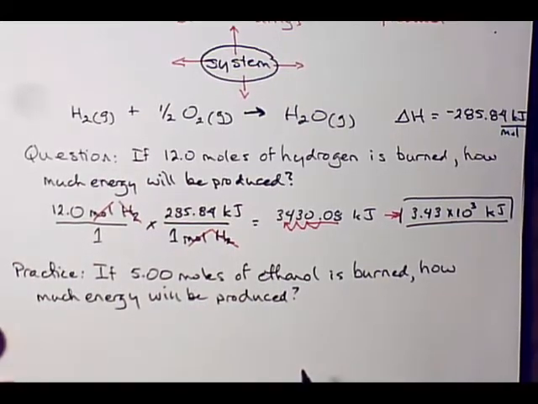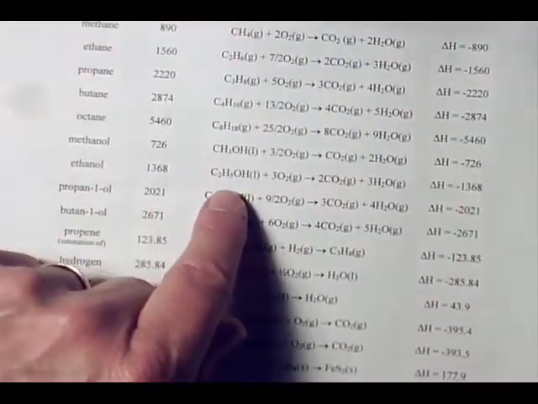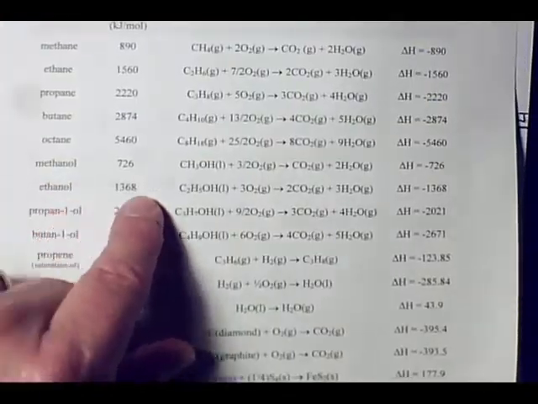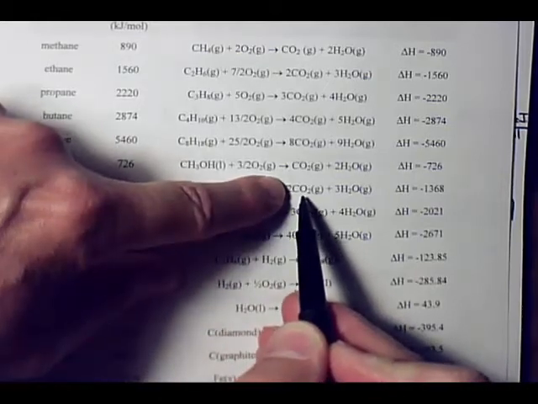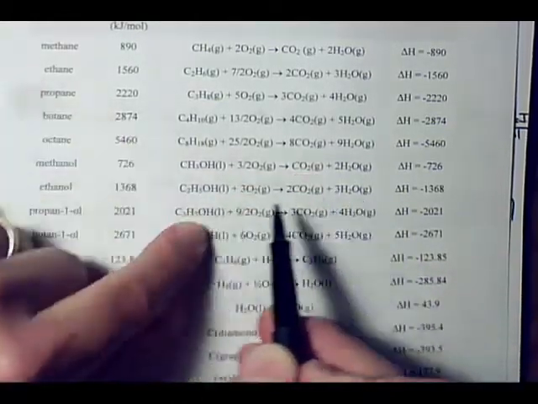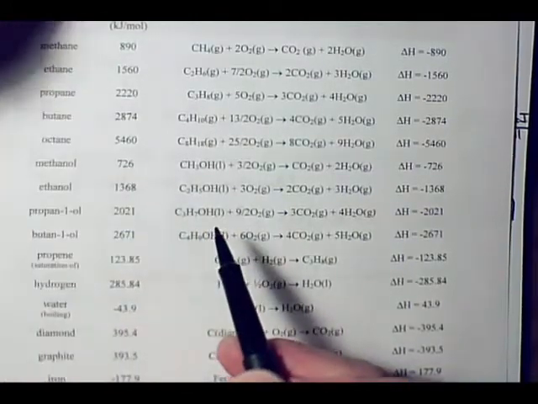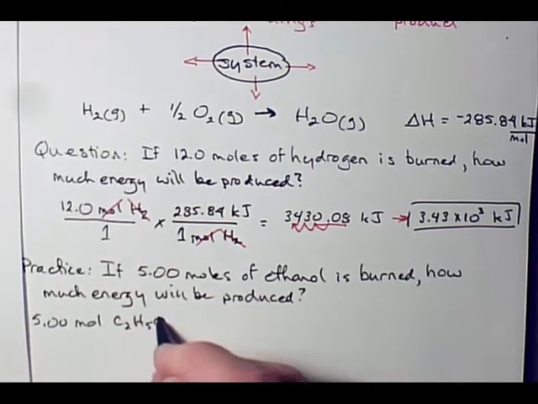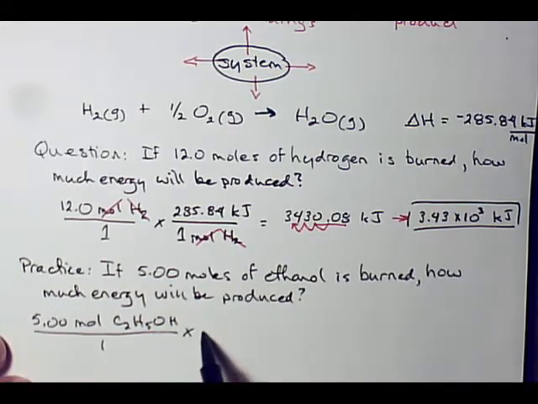So let's solve the problem now. What's our standalone amount? What's our starting amount? 5.00 moles of ethanol. If you look at this equation, oxygen is the oxidizer. You know what O2 is. CO2 is carbon dioxide. You should know that when you see it. And that's water. So this is the only thing left that could be ethanol. Besides that, the fuel is always listed first in combustion reactions. So that's our formula, C2H5OH. And since that's our starting amount, our standalone amount, we put it over 1.